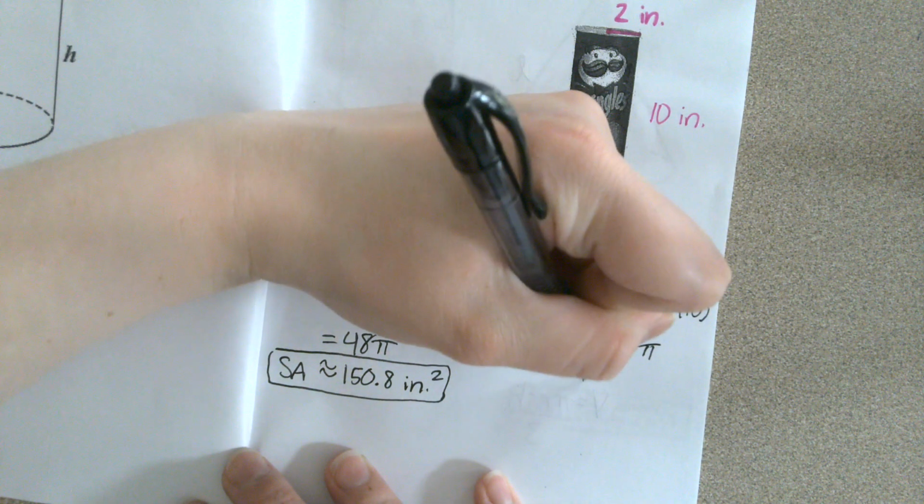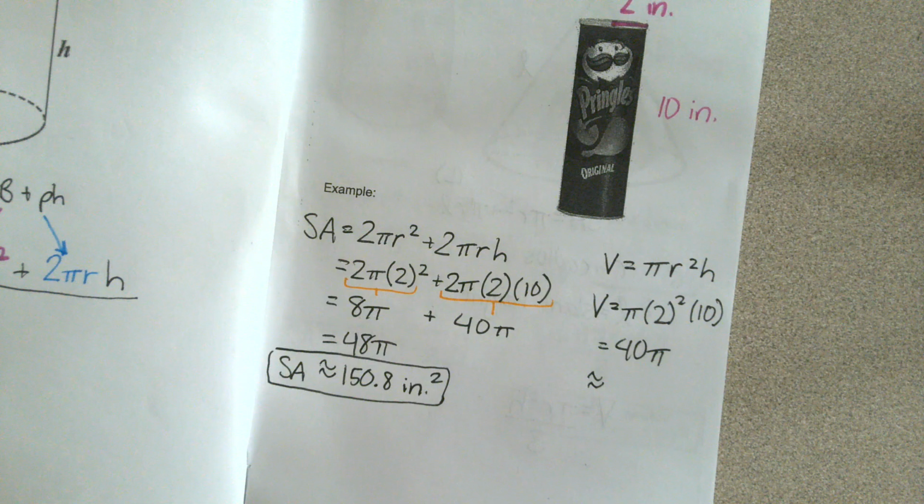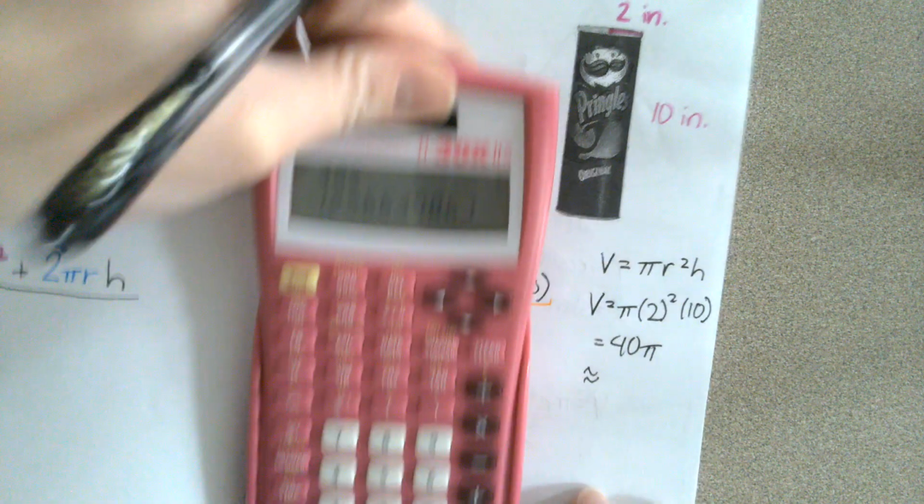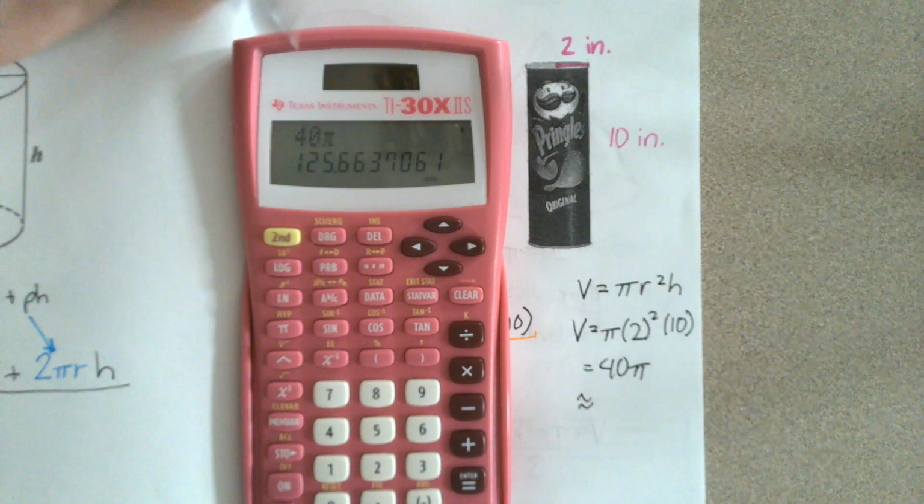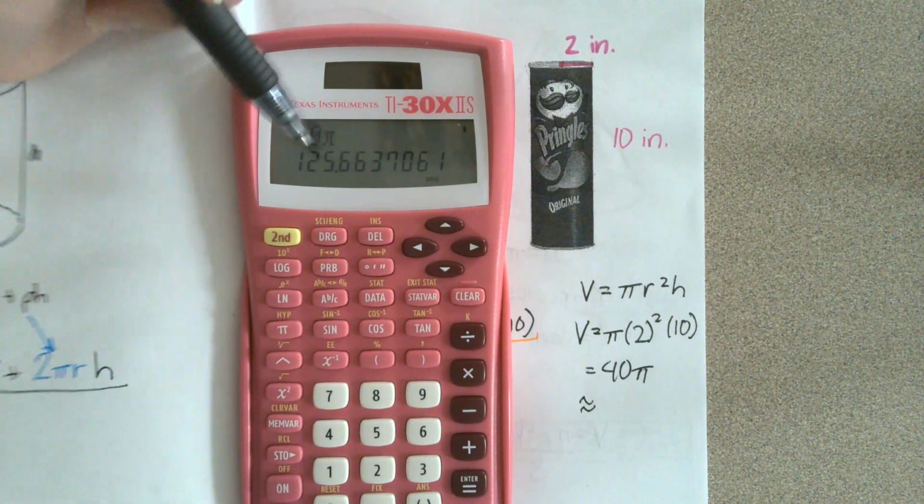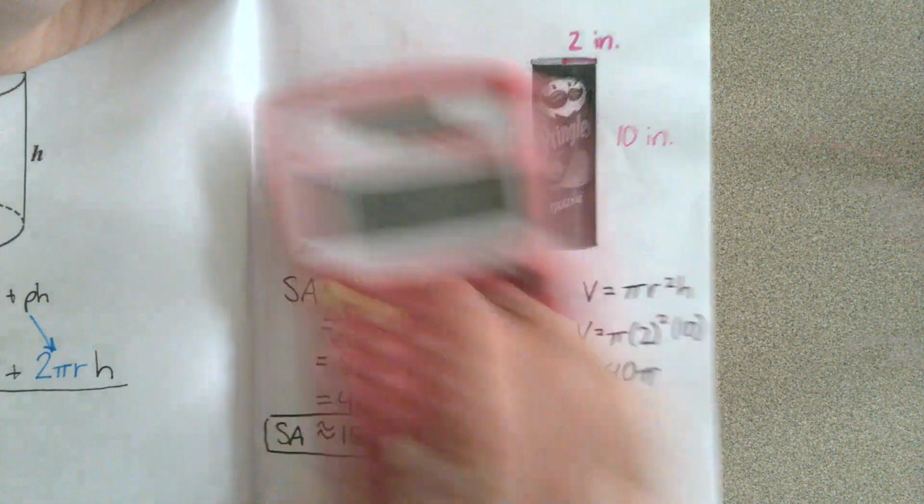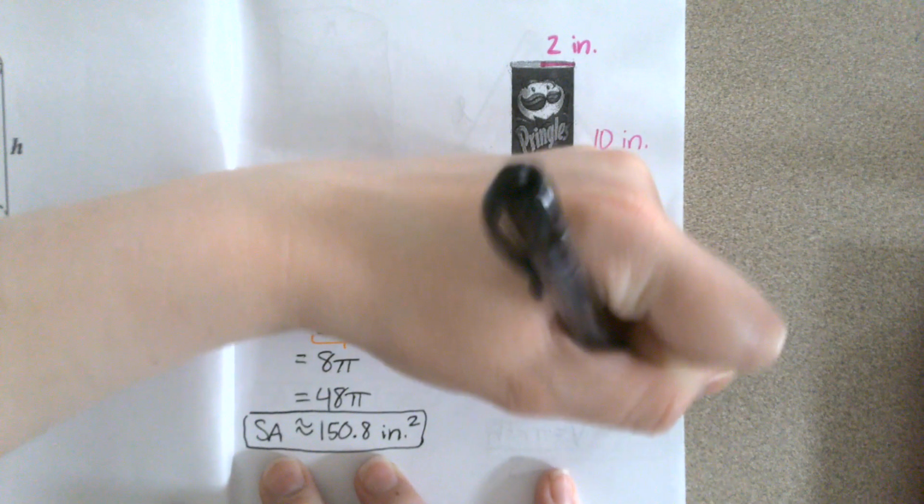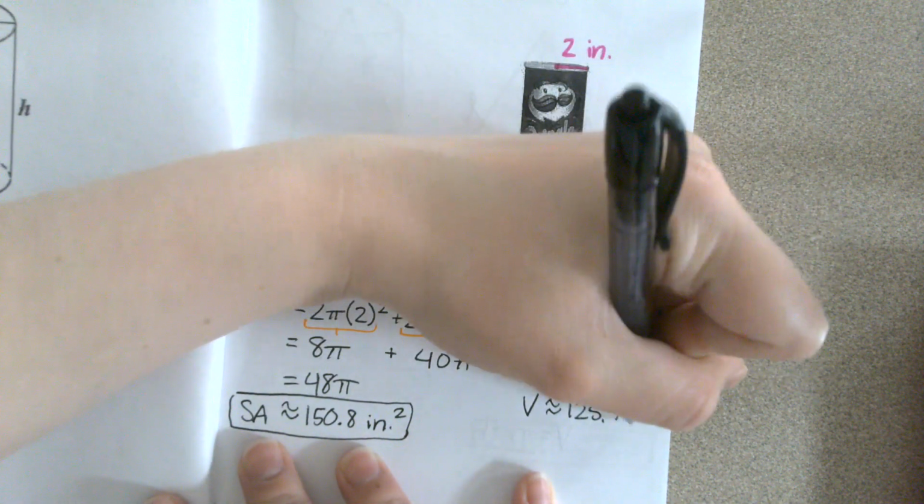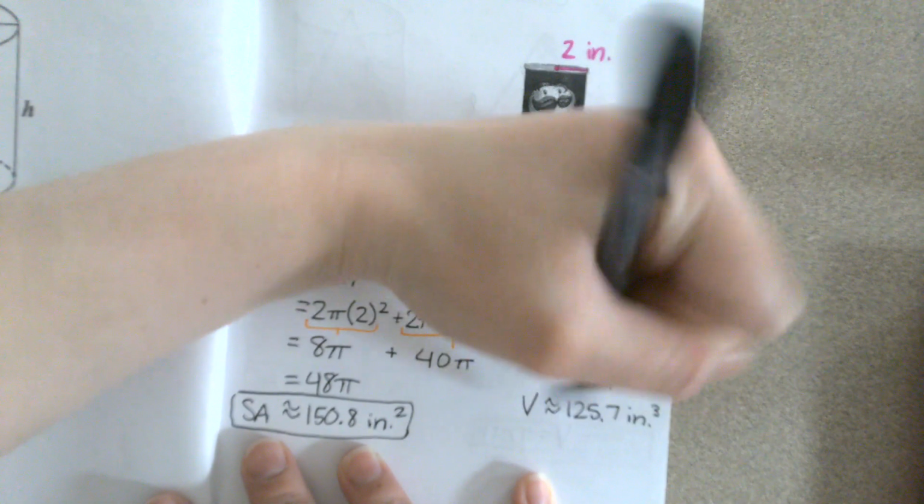Now let's figure out what that is as a decimal. Rounding to the nearest tenth, we have 125.7. Since this is volume, our inches are cubed.